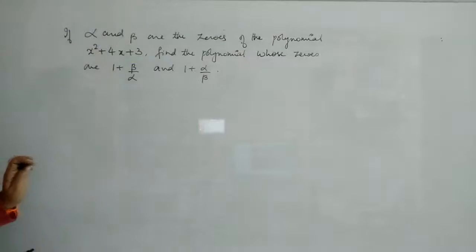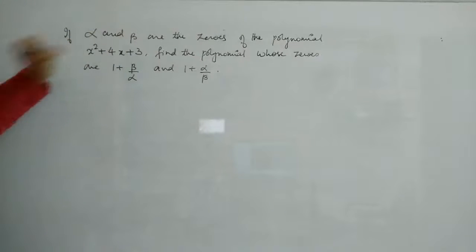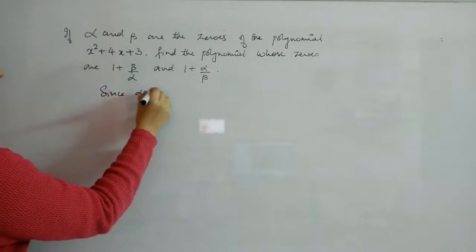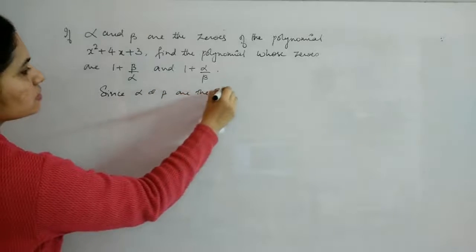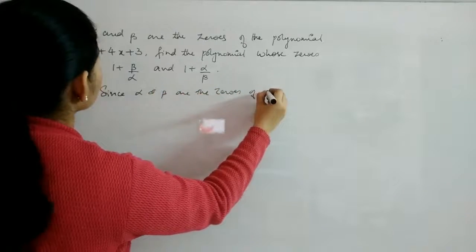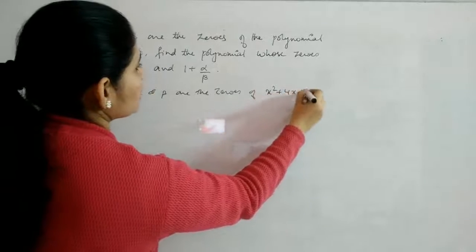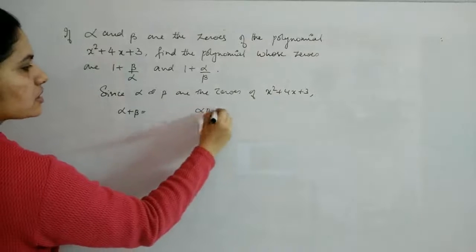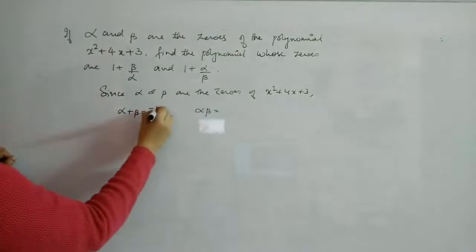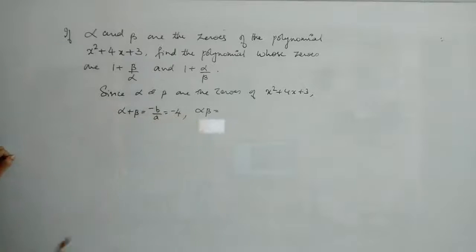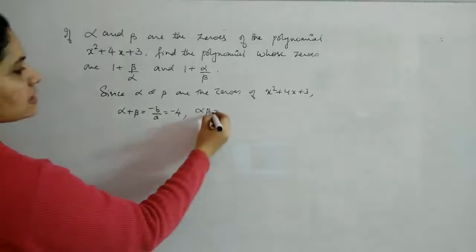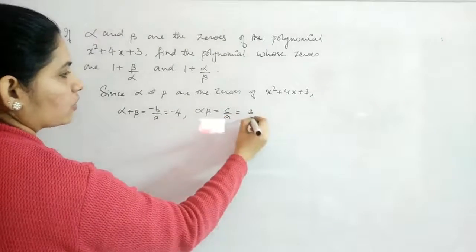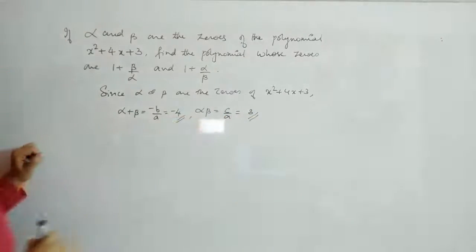So alpha and beta are the zeros of the polynomial x square plus 4x plus 3. Since alpha and beta are the zeros of the polynomial x square plus 4x plus 3, what all can we get? Sum of the zeros and product of the zeros. Sum of the zeros is minus b by a, so you will get minus 4 by 1, and alpha beta is c by a, which will give you 3 by 1 or 3. Okay, so these are the values which you are getting.